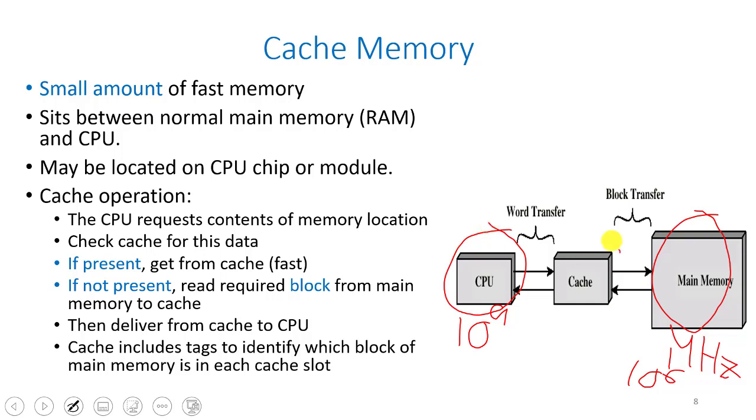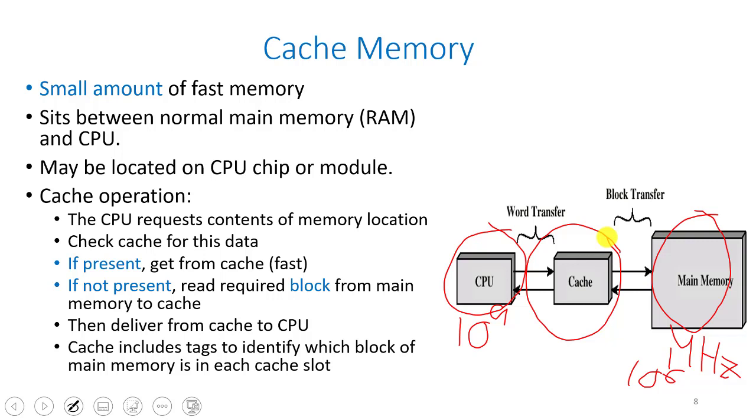Instead, we created what we call cache memory. Cache memory sits between CPU and main memory. So if I want data from the main memory, the CPU will put the address on the address bus. If it's in the cache, then the cache will bring it. If not, it will go for the main memory.